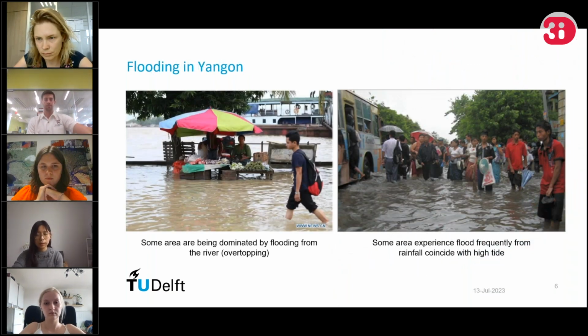Obviously some areas are dominated by flooding from river overtopping, which are the townships close to the river, and some areas experience flood frequently from rainfall when it coincides with the high tide.